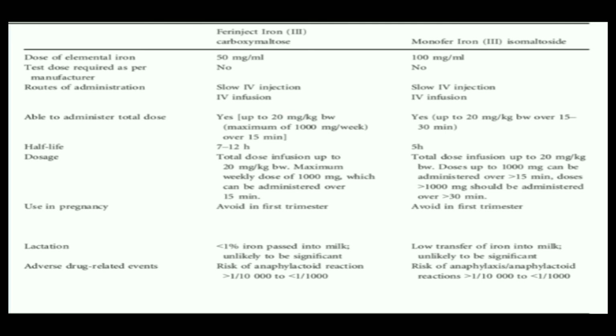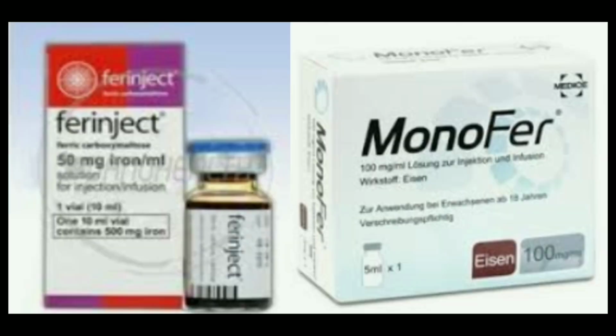Now the adverse drug-related events. For Farinject, the risk of anaphylactic reaction is more than 1 in 10,000 to less than 1 in 1,000. And about Monofer, it's written that the risk of anaphylactic reaction is more than 1 per 10,000 to less than 1 per 1,000. So these are certain brand names, Farinject and Monofer. That was all about some of the iron preparations.